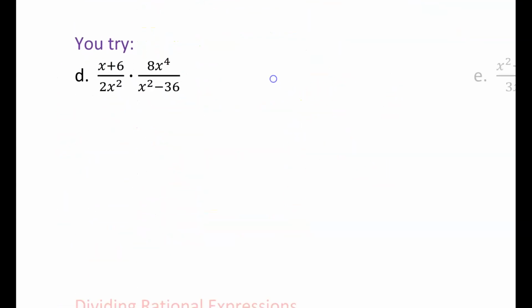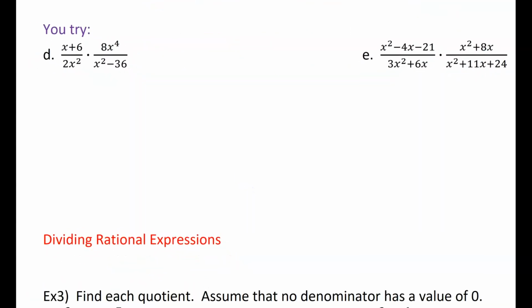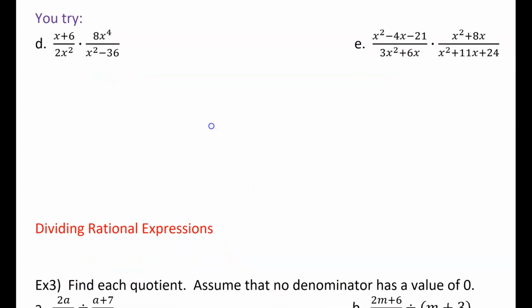Okay, here are a couple for you guys to try. All right, what did we get for D? 4x squared over x minus 6. X cannot be negative 6.